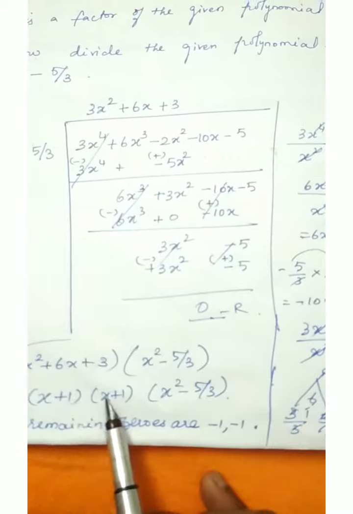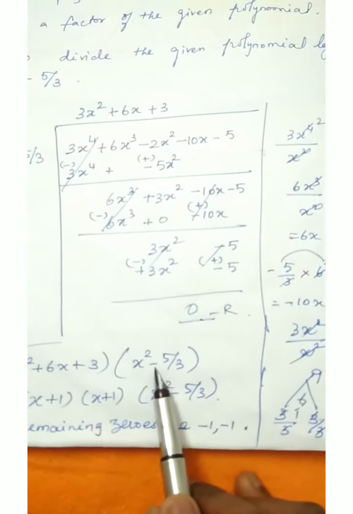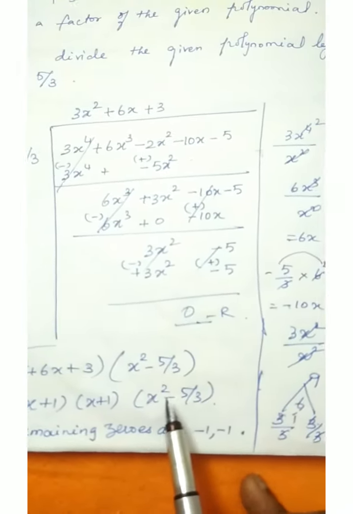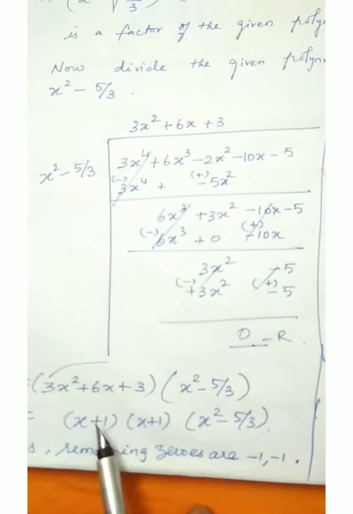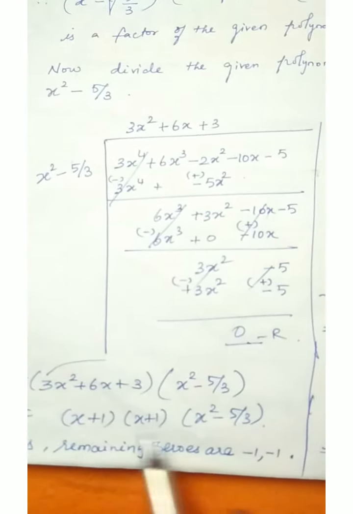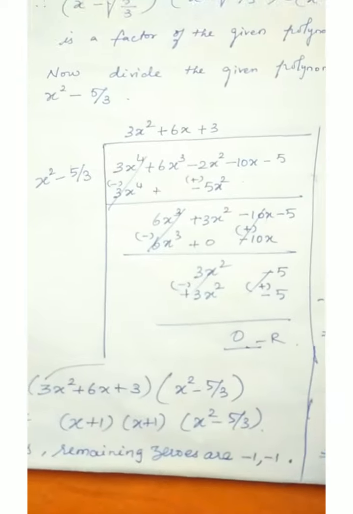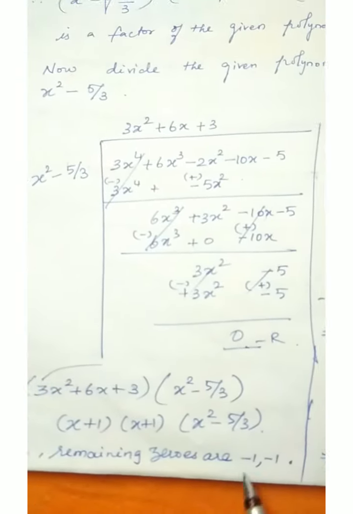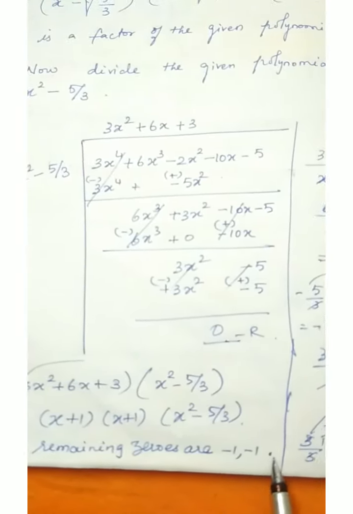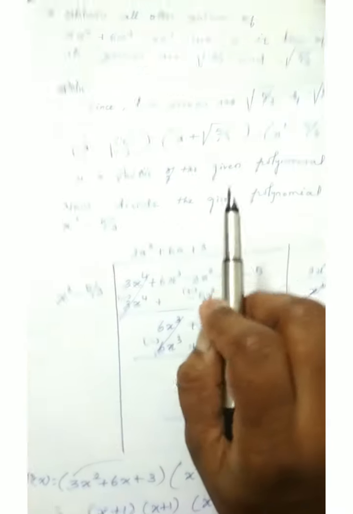Two factors we got. Already x² − 5/3 is a factor of the given polynomial. So thus the remaining zeros are: x + 1 = 0, then x = −1. x + 1 = 0, then x value is −1. So −1, −1 are the two zeros of the given polynomial.